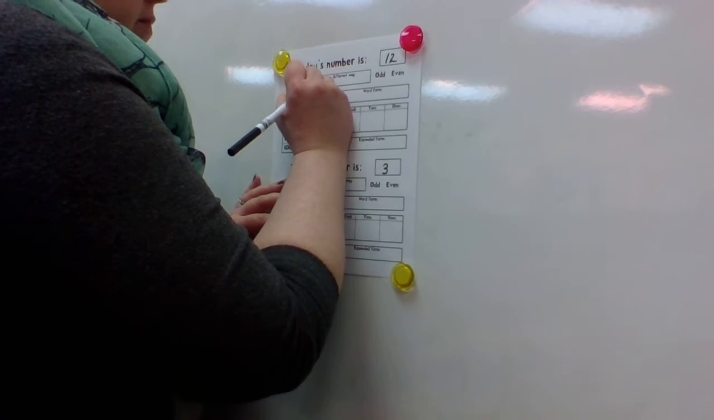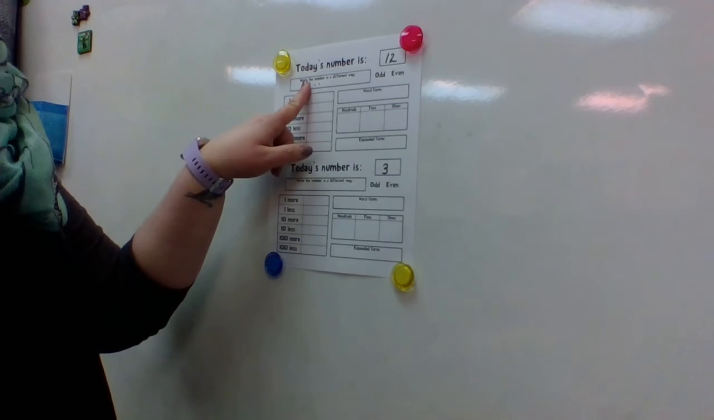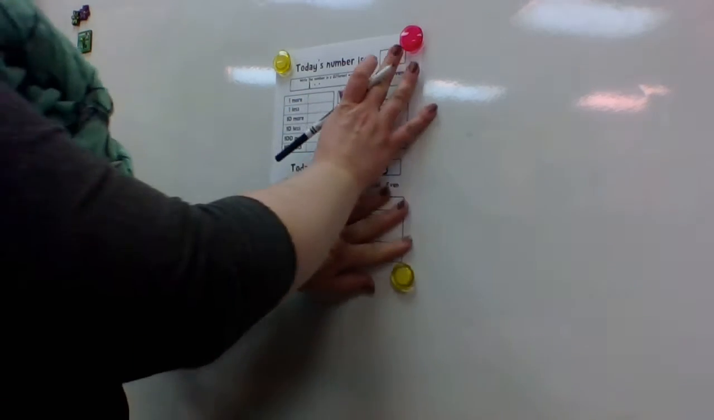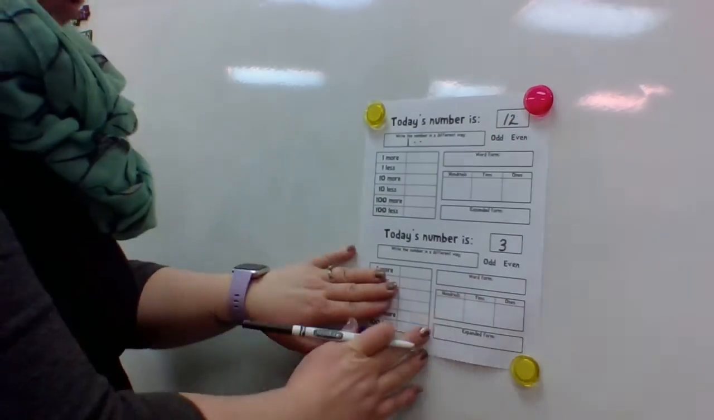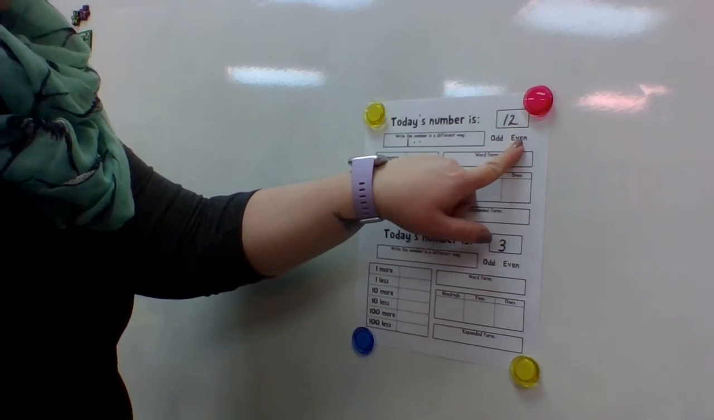So I've got one group of 10 and two ones. Move this closer, see if you can see it a little bit better. Okay. Then you have to circle. Is it odd or is it even?